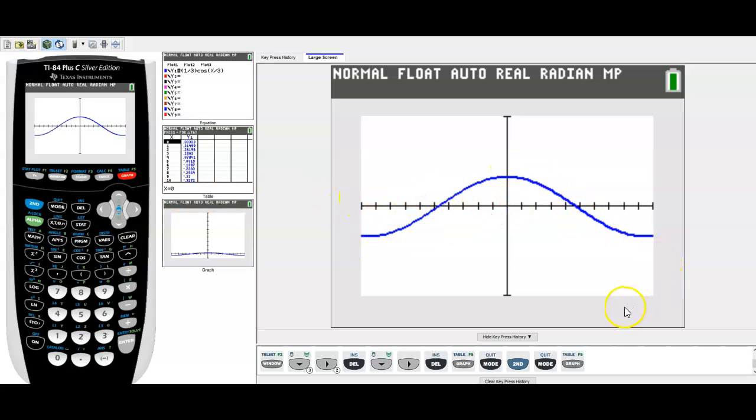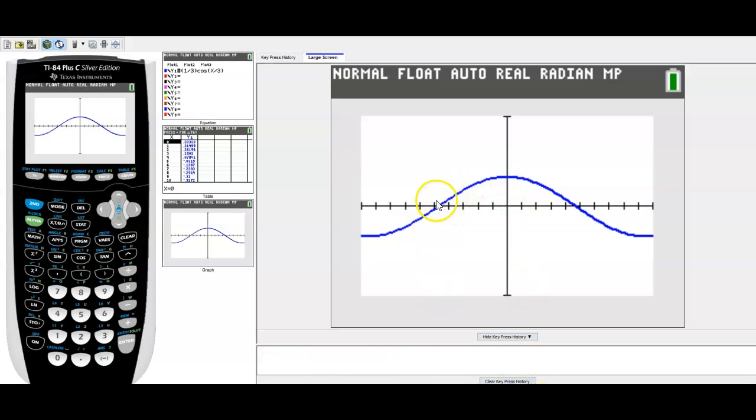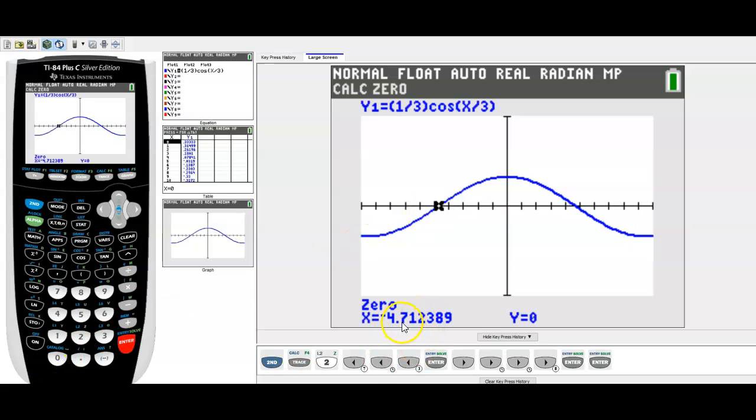All right, so anyway, back to this. Your graph should look like this at this point. Now I want you guys to go ahead and pause the video here, and I want you to see if you can find this 0 here. And when you unpause the video, you will see the keystrokes you should have pressed, as well as the answer for what that particular point where it touches the x-axis is. So you should have gotten -4.712 blah blah blah.